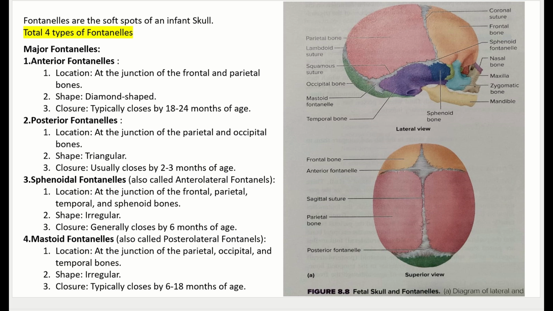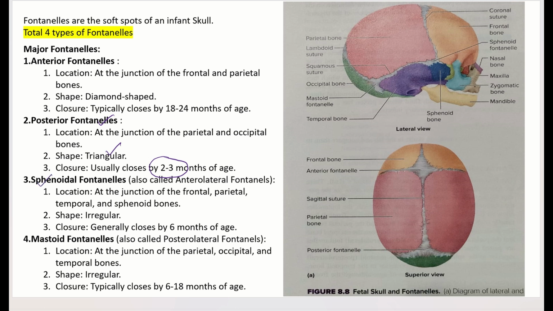The first one is the anterior fontanelle, and it is located at the junction of the frontal and the parietal bone, and it's shaped like a diamond, and it typically closes by the age of 18 to 24 months. Next is the posterior fontanelle, and it is located at the junction of the parietal and the occipital bone. It is triangular in shape, and it is usually seen up to the age of 2 to 3 months.